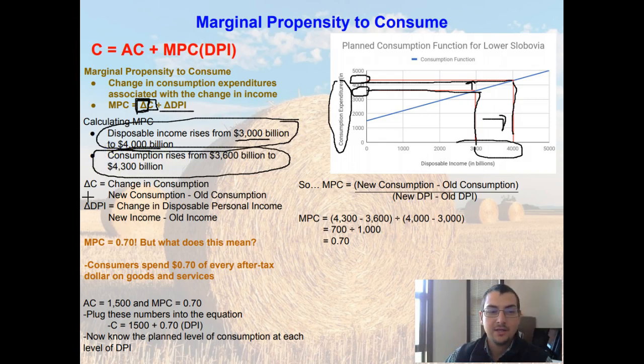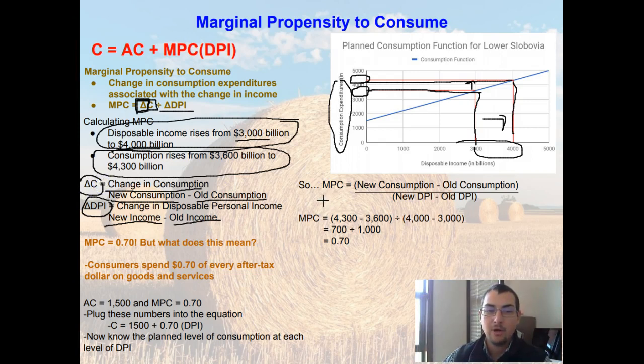So the way that you calculate a change in consumption is new consumption minus old consumption. To calculate change in disposable personal income, it is new income minus old income. So you see a trend here. It's new minus old to find the change. New minus old. So anytime you're finding the change in something, you take the new minus old.